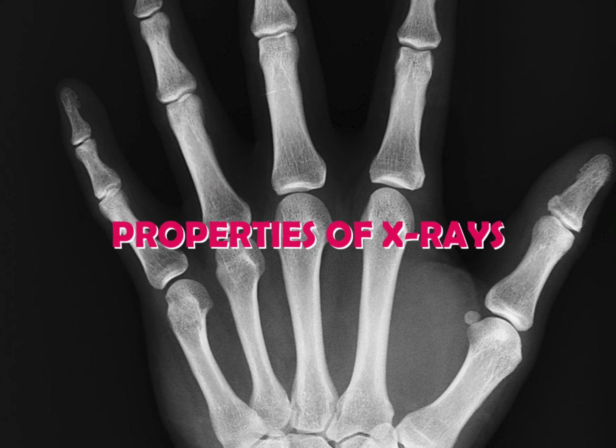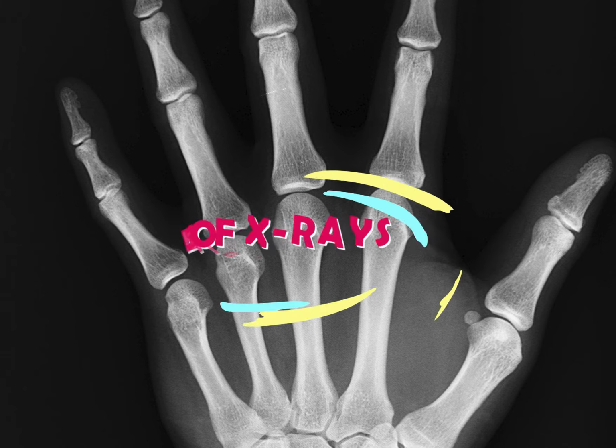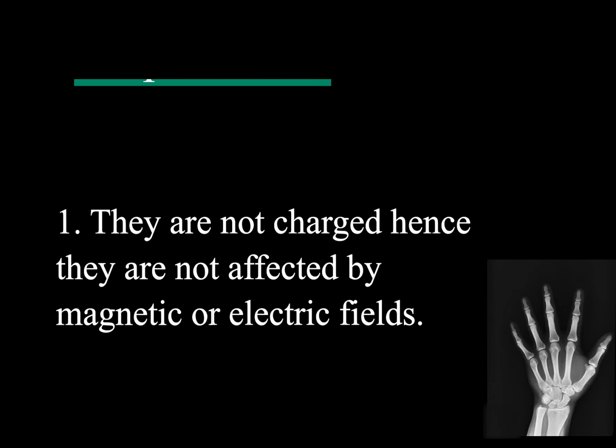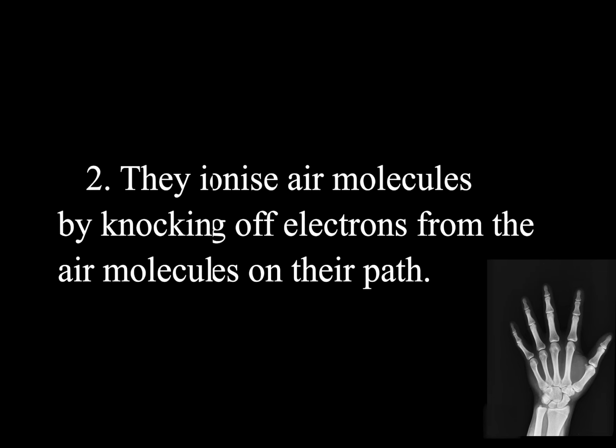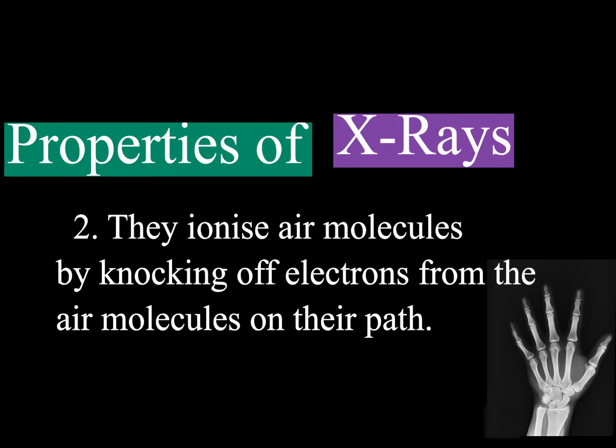After that overview on how the X-ray tube works, let us look at the properties of X-rays. Properties of X-rays. X-rays are not charged, hence they are not affected by magnetic or electric fields. X-rays ionize air molecules, meaning they knock off electrons from the molecules on their path.